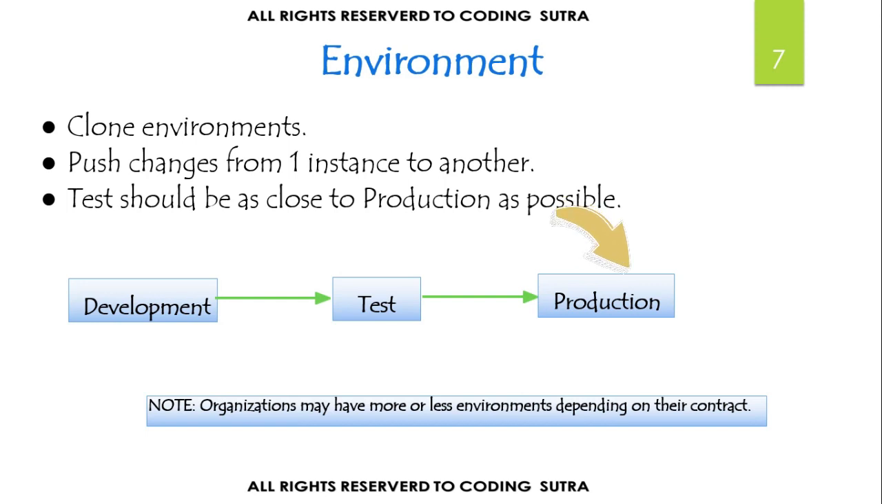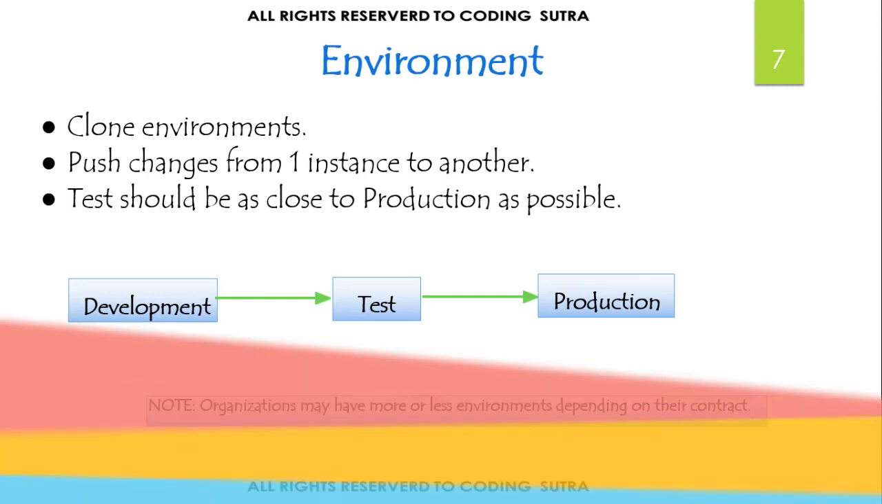There is also a concept of cloning instances. It is best practice to keep all the instances as similar as possible, especially the test and production instances. Now the question arises, how do we push changes from dev to test? It can be done via update sets.